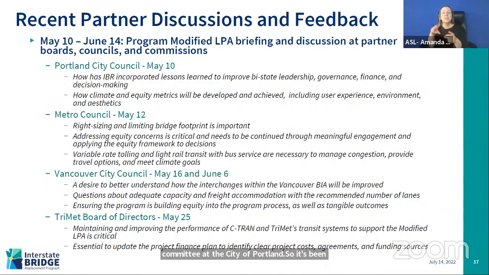Metro Council, we met with them probably 5 or 6 times over the last 3 months. And their concerns are making sure the bridge is right size. They're concerned about a larger bridge inducing traffic and the environmental impacts of that. So equity is still a key issue for Metro Council, and variable rate tolling and demand management, along with providing good options for folks to get out of their vehicles and reduce vehicle miles traveled.